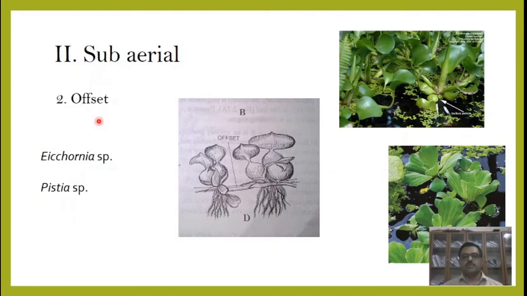The second type of subaerial stem is the offset, which is characteristic of aquatic plants. Here we see Eichhornia, and down here is Pistia. In both these aquatic plants, there are offsets which are shorter and stout subaerial stems. They are shorter and stouter than the runners. And these subaerial stems develop from the base of leaves and grow entirely on the water surface, giving rise to specialized roots that are used for keeping balance of these plants.